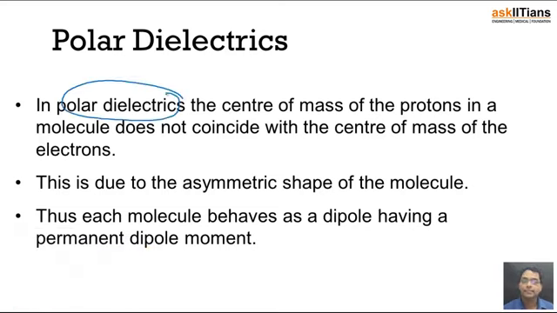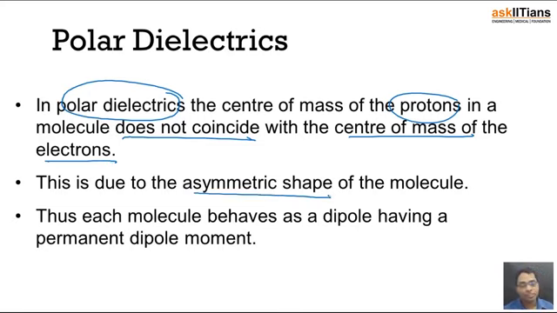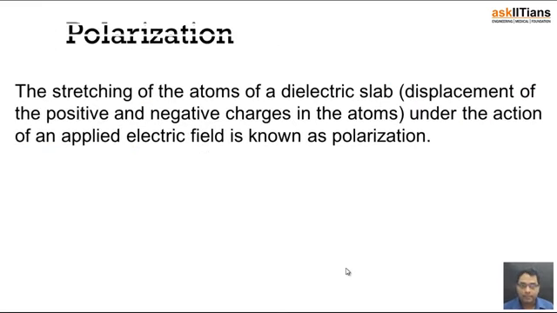In the case of polar dielectrics, the center of mass of the protons in a molecule does not coincide with the center of mass of the electrons. That is, the center of positive charge is not at the center of the negative charge. This is due to the asymmetric shape of the molecule, as I just mentioned in the case of HCl. So H2O is basically a neutral molecule, but in the presence of some dipoles, it does get polarized, right? So it does become a polar dielectric in the presence of some other dipole, but in the absence of any other dipole, it is going to be a non-polar dielectric.